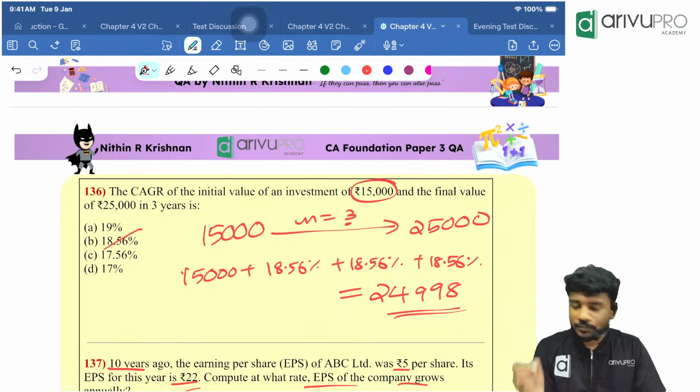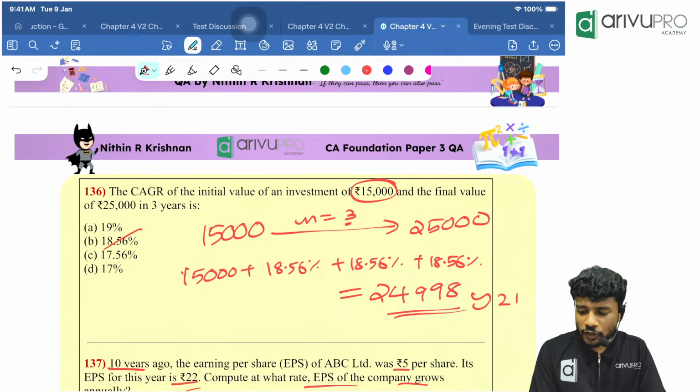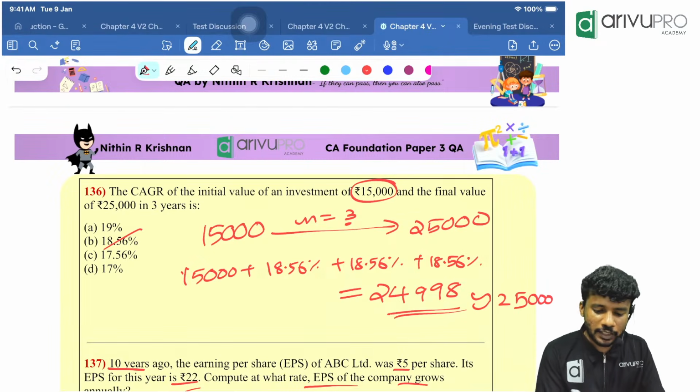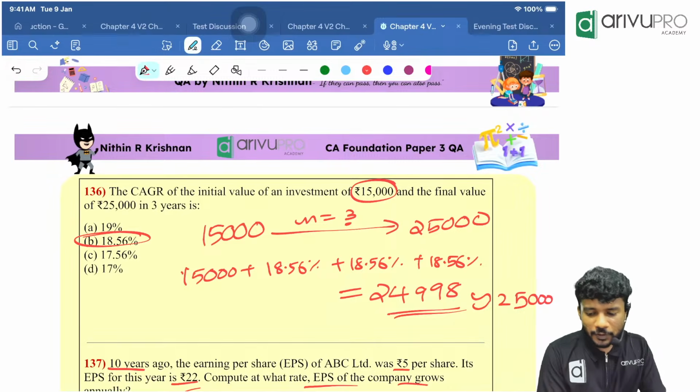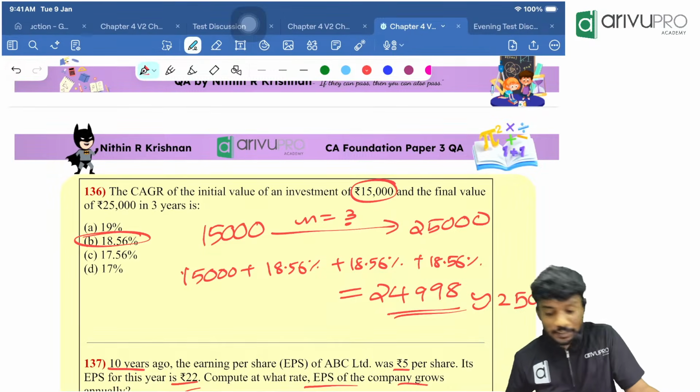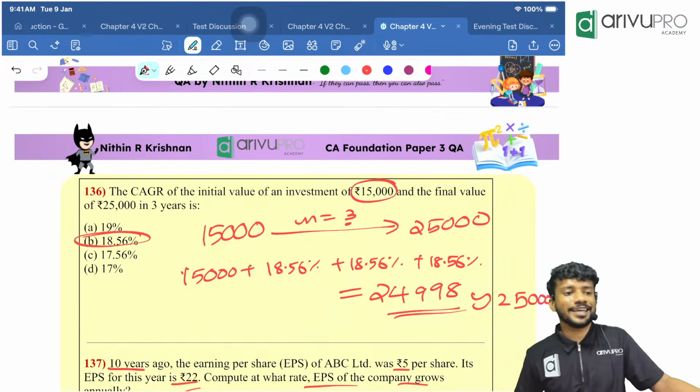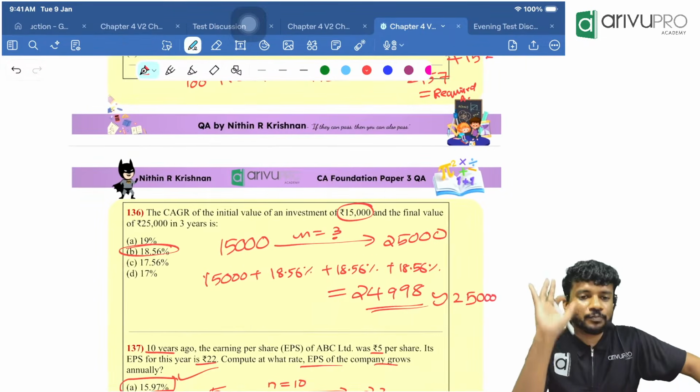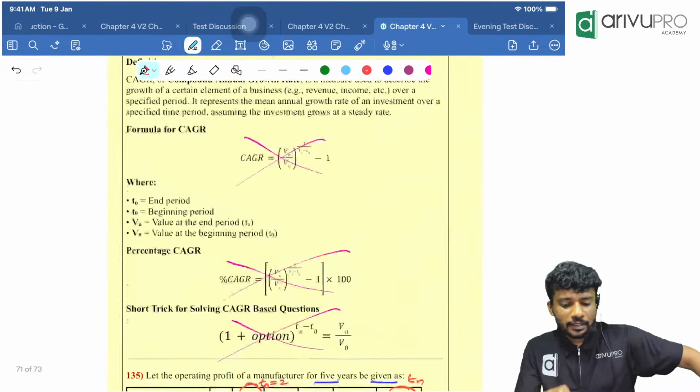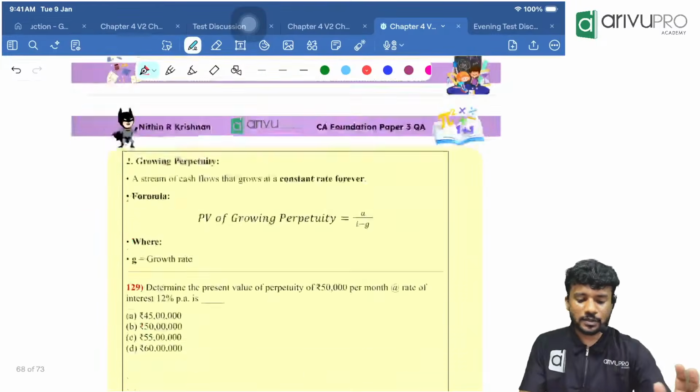24,998. Correct. Yes, which is approximately our 25,000. Okay. Yes. Maybe you wouldn't have clicked for the third time. Yes. So that is your CAGR. Okay. Now, the final concept.